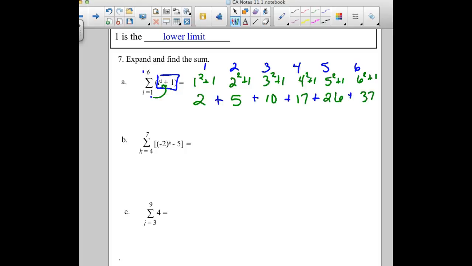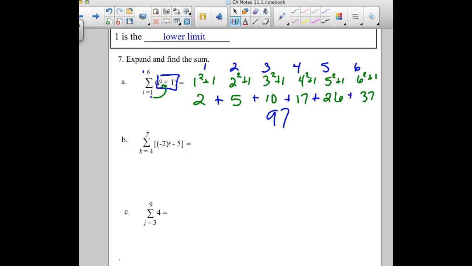So do that in your head, or grab a calculator if you want. This one's not too bad. 2 plus 5 is 7. 7 plus 10 is 17. 17 and 17 is 34. 34 and 26 is 60, plus another 37. We get a total of 97. All right. Our second one says this time our lower limit is a 4 and our upper limit is a 7.